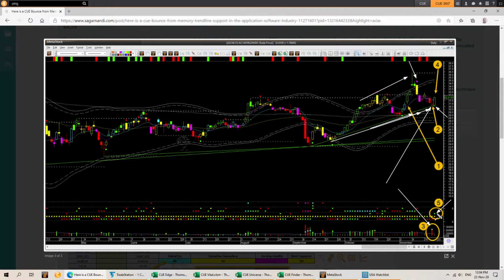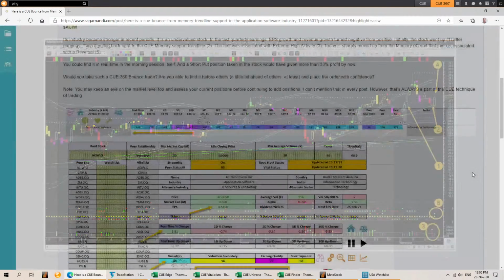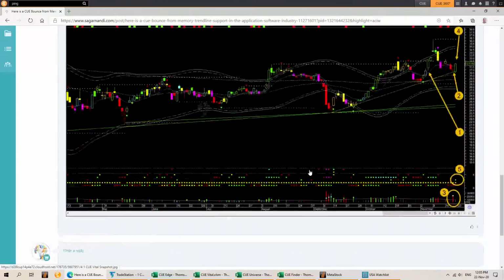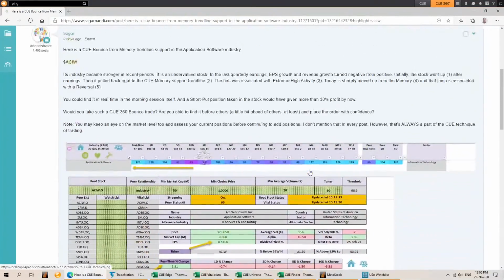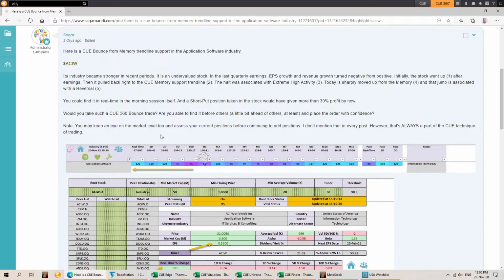So initially price went below Thursday's low and then reversed. I could look at all this in real time and I could take a long position in ACIW. And did I mention how I took it?